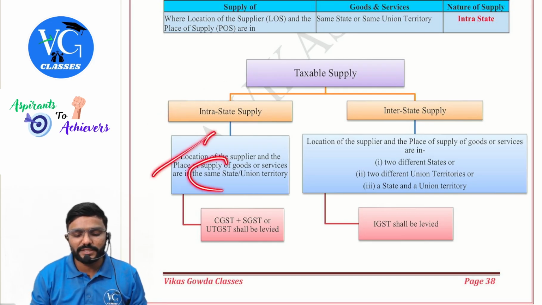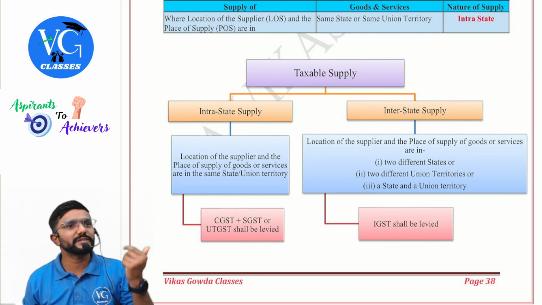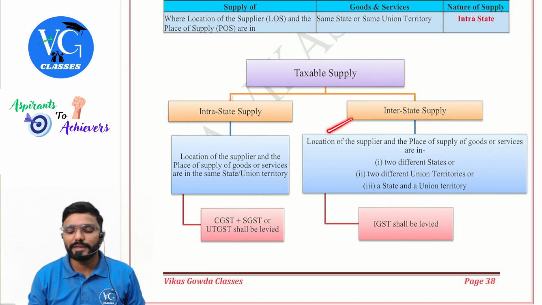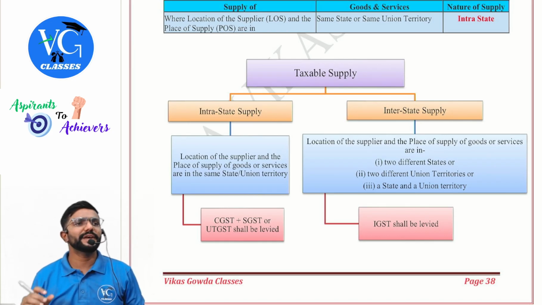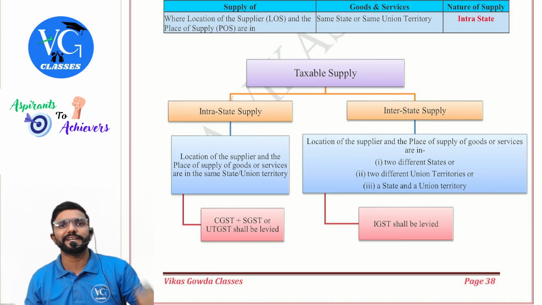Intrastate supply: what is it? Last pass is in the same state or union territory. What will be levied in that case? CGST plus SGST. Or if it is within the union territory, CGST plus UTGST. Then coming to interstate supply, where last pass is in two different states, two different union territories, or one state and one union territory.